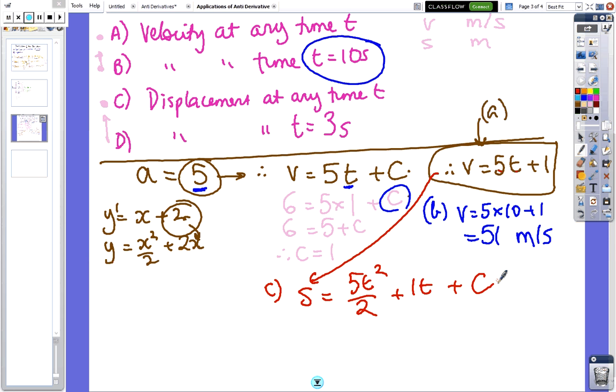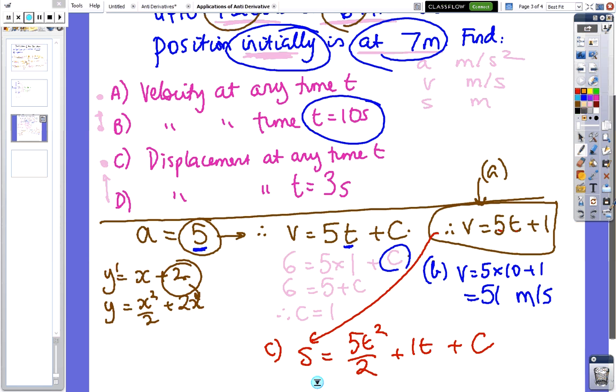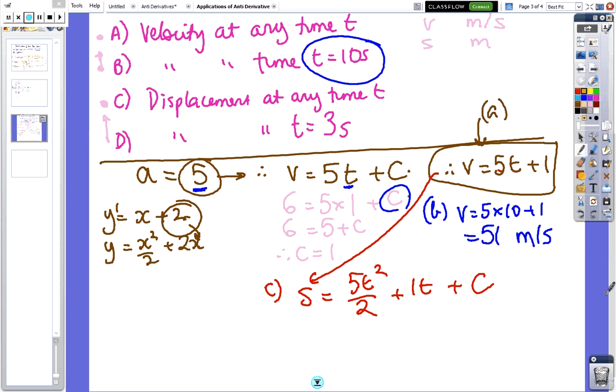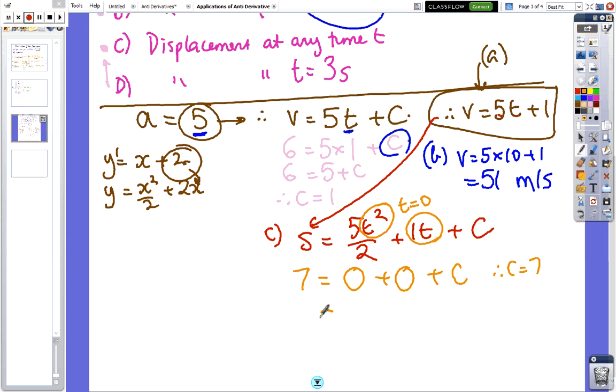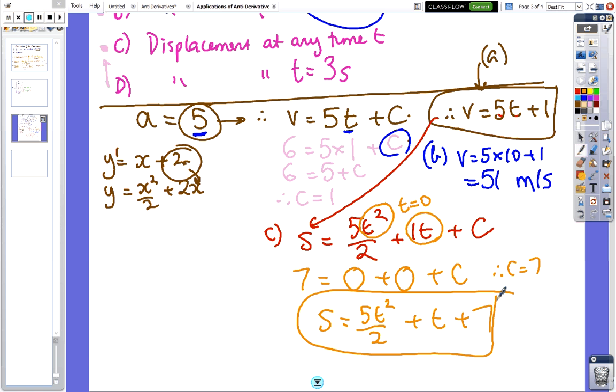It says in the question that its initial position is 7 meters. So 7 equals 0 plus 0 plus c, because time equals 0 initially. So we end up with c equals 7. So the formula is S equals 5t squared over 2 plus t plus 7. That's our displacement formula.